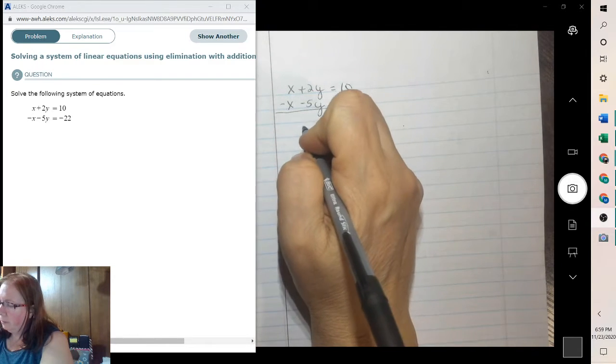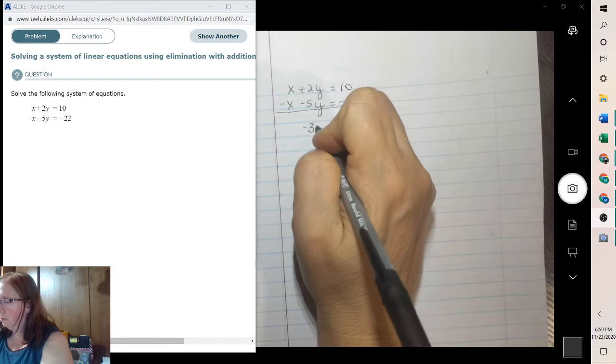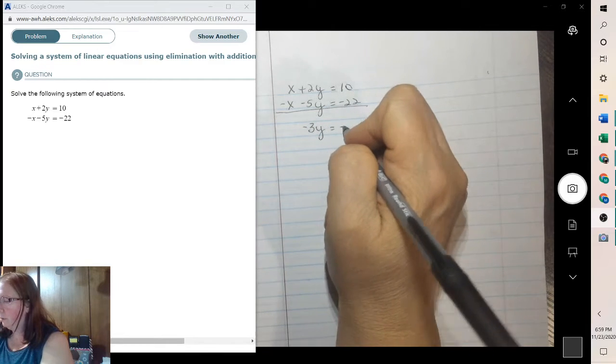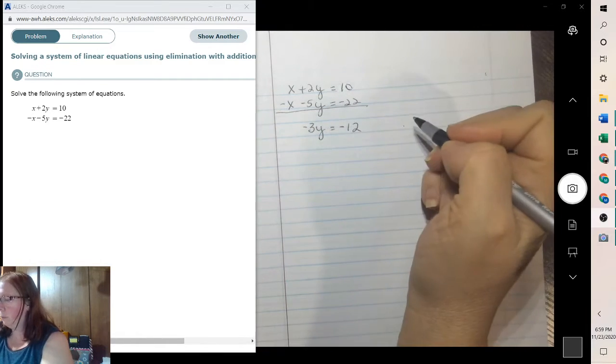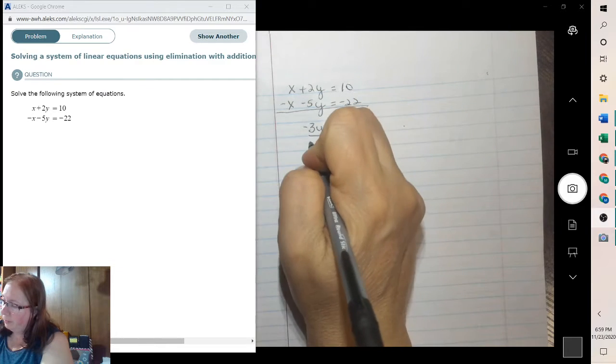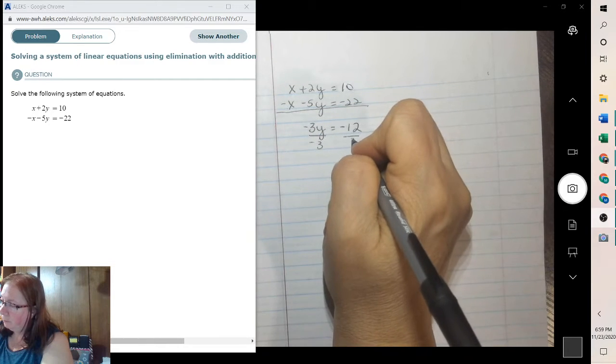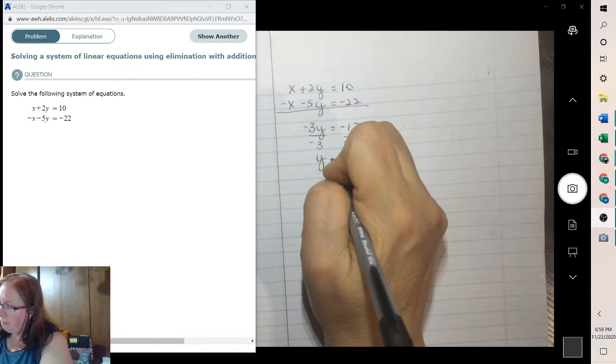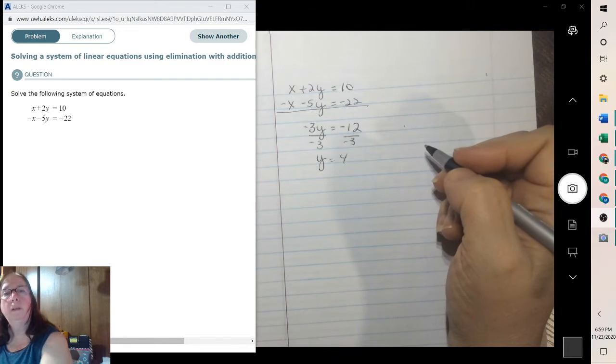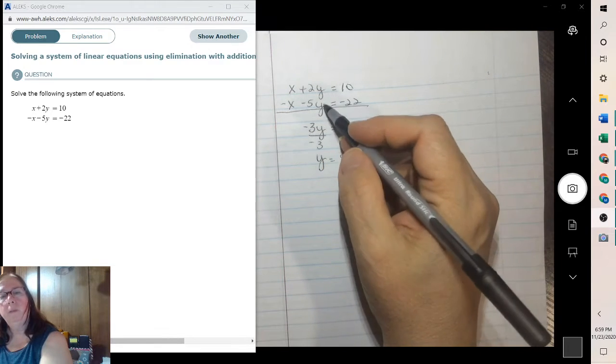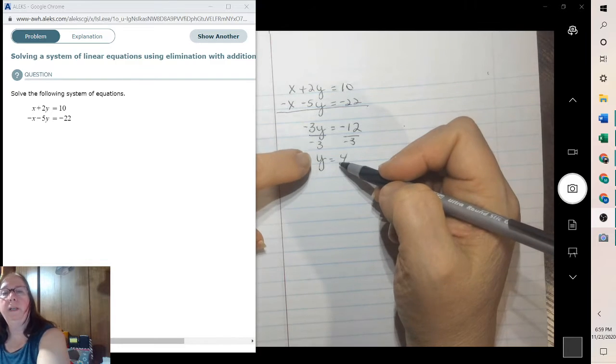We have a negative 3y equals negative 12. Divide by the negative 3, and y is 4. And then you pick either one of the two equations to find x.